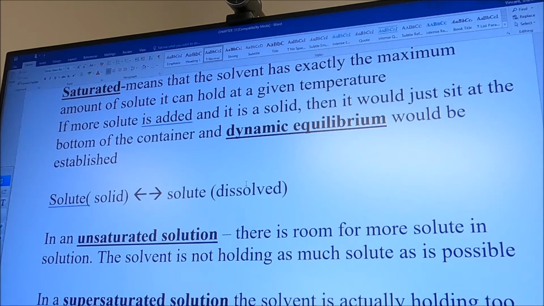Now, let me remind you where we were last time. We were talking about saturated, unsaturated, and supersaturated. So just to get us back on track, saturated means the solution has exactly the maximum amount of solute.